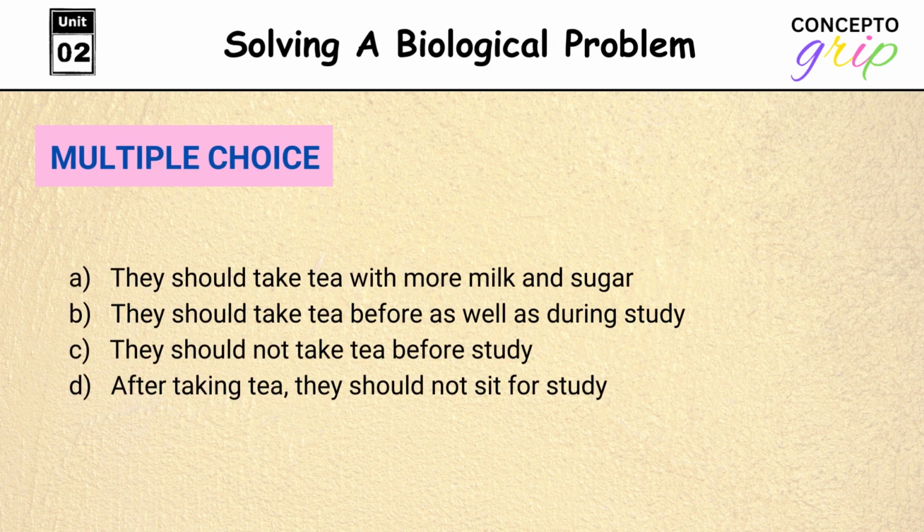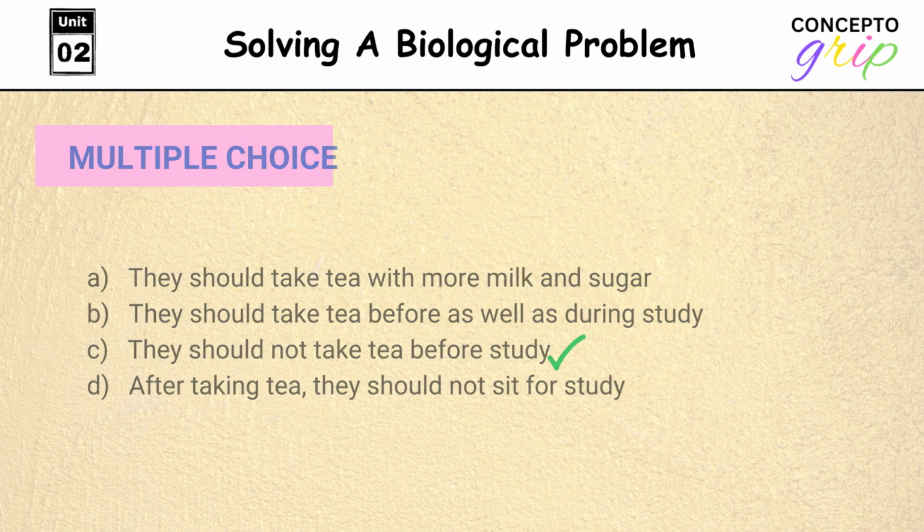A. They should take tea with more milk and sugar. B. They should take tea before as well as during study. C. They should not take tea before study. D. After taking tea, they should not sit for study. The correct option is C. They should not take tea before study.